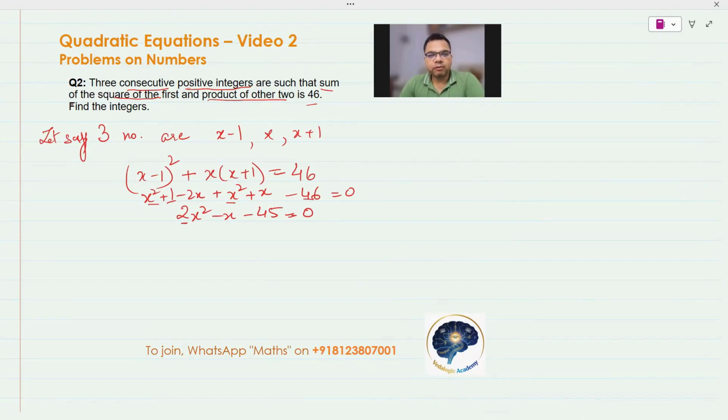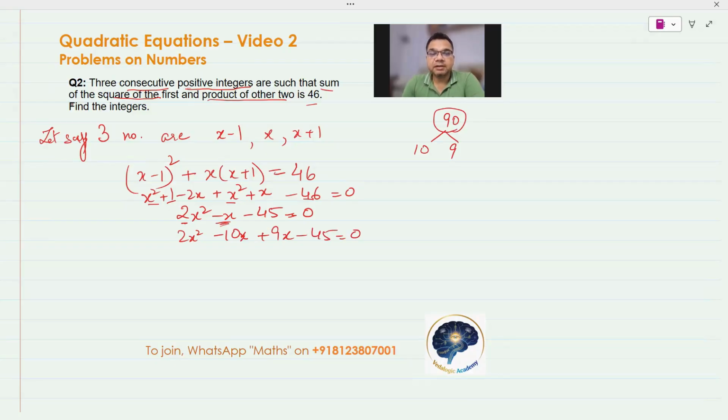Now we have 2x square minus x minus 45. I need to find the factors for this equation, then only I can find the value of x. So how do I find the factors? I take the coefficient of x square, which is 2, and the constant term, 45. 45 into 2 is 90. Now I have to find two factors of 90 where the difference becomes minus 1. So I think 10 and 9 will work here, right? So 2x square minus 10x plus 9x minus 45 equals 0.